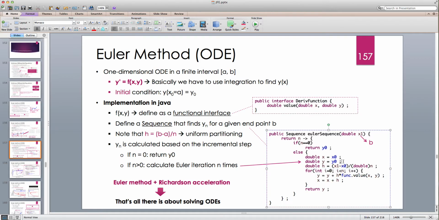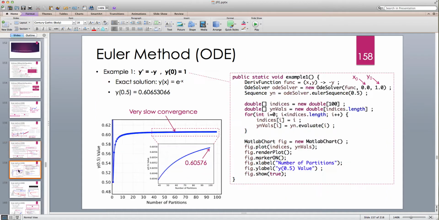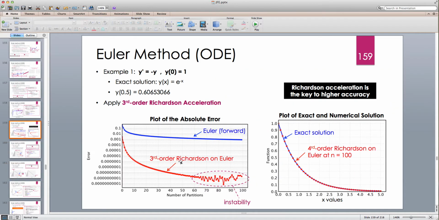Everything else is exactly the same. And that's very beautiful, because not only does it make the implementation much easier to understand, but also because now that we have a sequence and we're looking for the limit, we can use sequence acceleration. And in this case, we should use Richardson acceleration. We proved this by just looking at the Euler method itself, and we said that it has a painfully slow convergence. But once we apply third order or fourth order Richardson acceleration, we see that the convergence becomes very fast, all right?